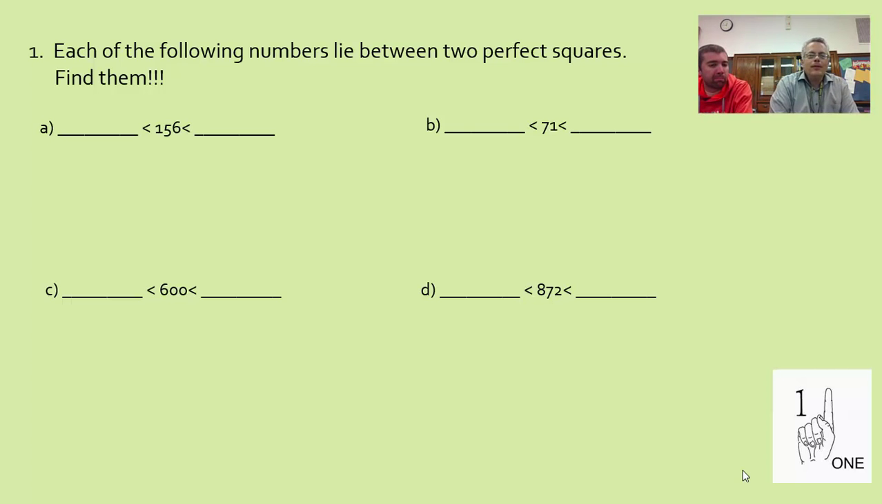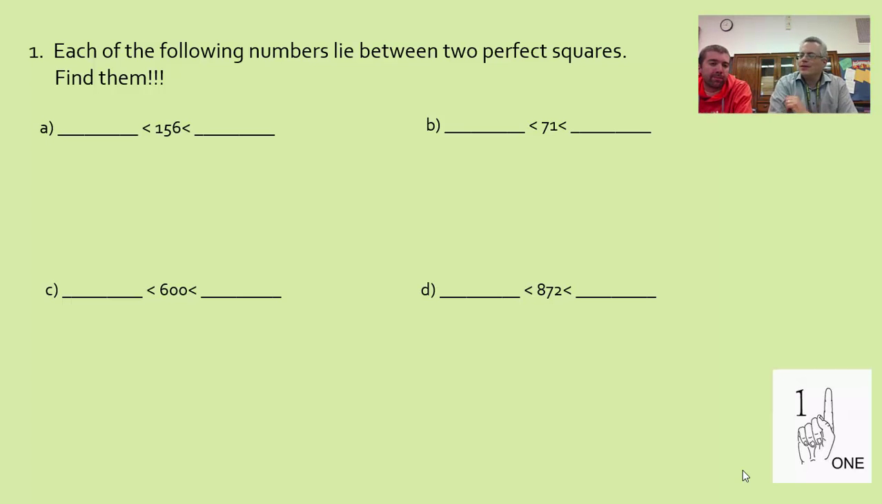And you can play around with it. Like 10 squared is 100. 11 squared is 121. I mean, you could just guess. But if it's a bigger number, it's a little hard to guess. And then we want to find the smallest perfect square that's bigger than it. So we want to find the perfect squares that surround 156.